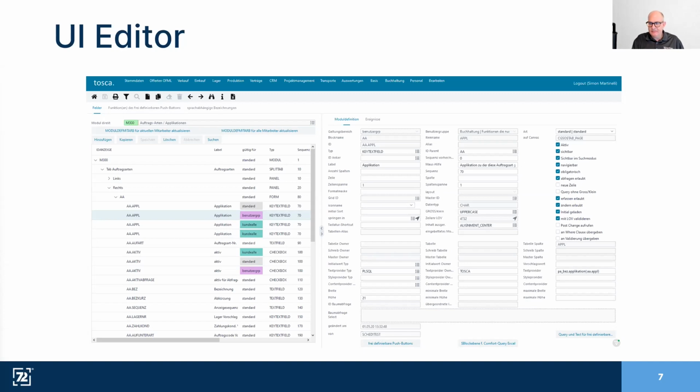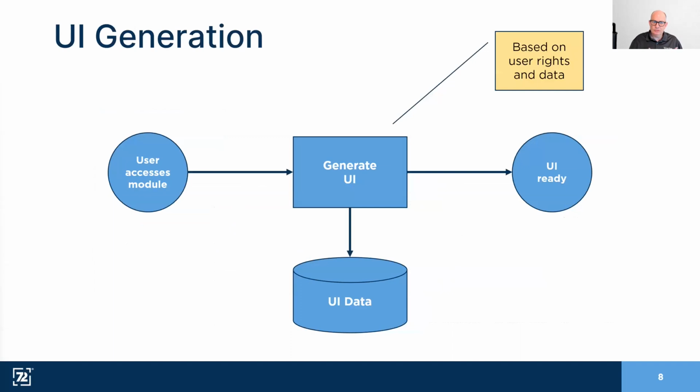So as you can see here, we can customize the UI, and this leads to the solution that we create the UI at runtime. So the process is, as you see in this diagram, the user accesses a certain module like the order management system, or maybe the customer management system. And then the UI will be generated based on the data in the database, where all the configuration is stored, but also based on the rights of the user.